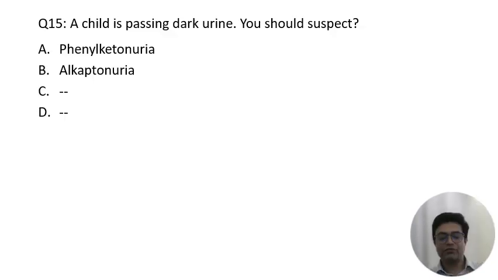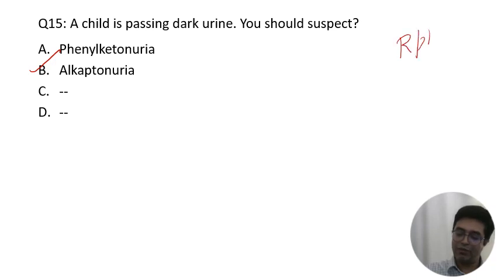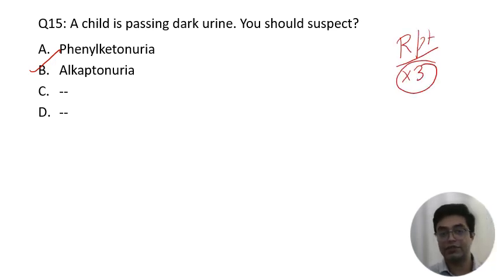Moving further, question number 15, easy one. Child is passing dark urine. What should you suspect? Dark urine happens because of the pigment deposition. It's an IEM associated with homogentisic acid oxidase deficiency. There is accumulation of homogentisic acid which gets oxidized, leading to the typical dark urine, and you have alkaptonuria as the likely diagnosis. It is a repeat question. How many times it has been repeated? At least 3 times in one way or the other in the last 5 years. If you have spare time, you can go and check. So don't get questions like this wrong.